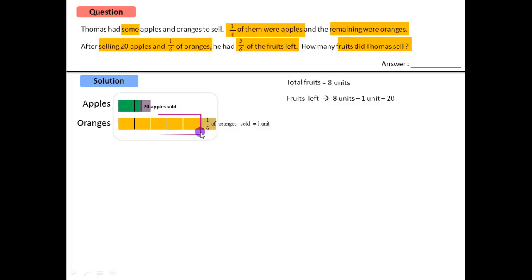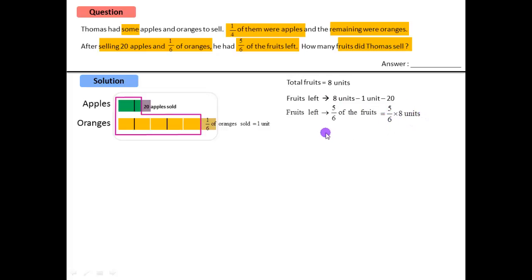Now, let's find out the total number of fruits that were left. That will be this portion. This will be 8 units, which is the total number of fruits he had, minus 1 unit, which is the total number of oranges he sold, minus 20, which is the total number of apples he sold. The question states that 5/6 of the fruits were left. So 5/6 of the fruits is the same as 5/6 of the 8 units, which represent the total number of fruits that Thomas had. So now we have 2 equations that represent the total number of fruits left.